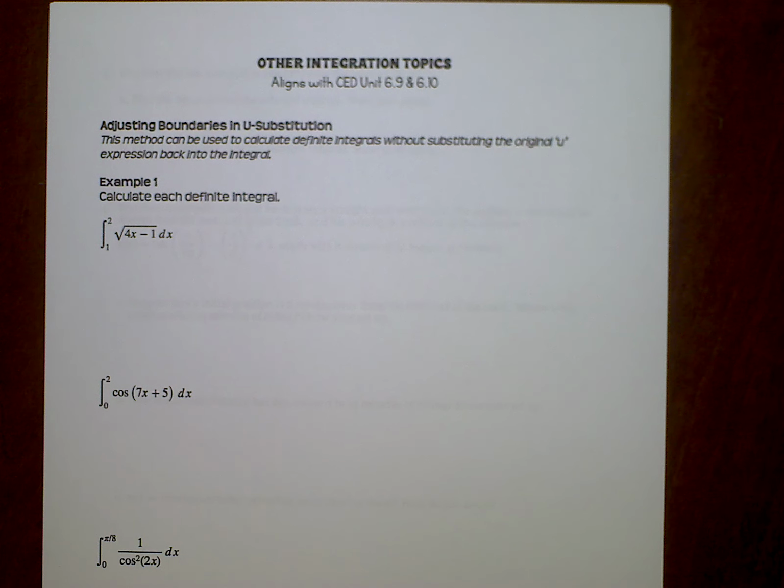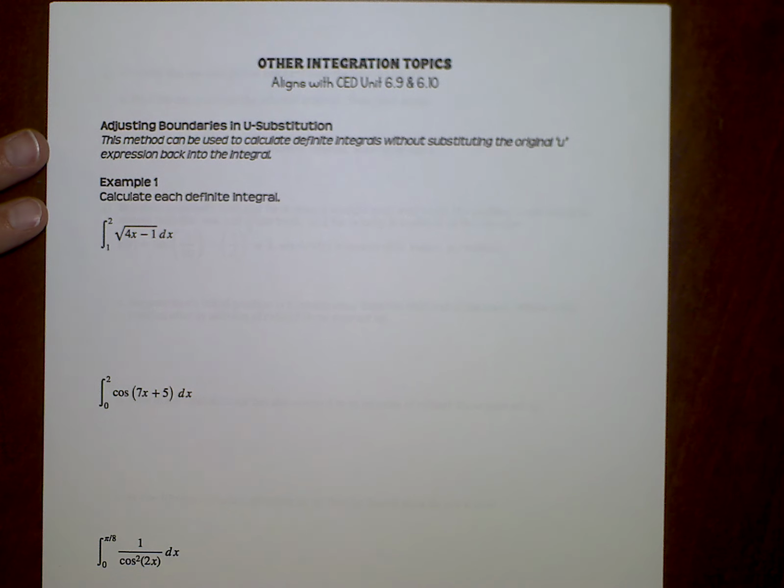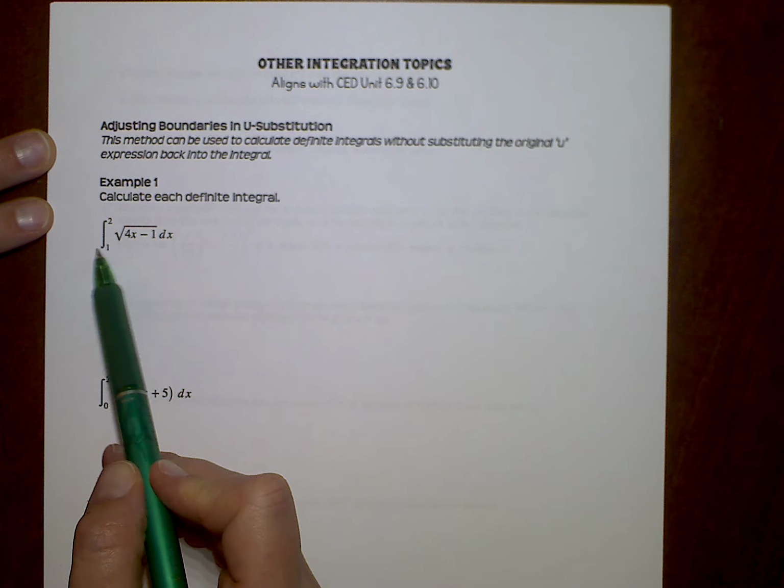If you remember, what we've been doing so far with U-substitution is just finding antiderivatives, right? We've been stopping at a place where it's an equation with a plus c in it, and that's a generic antiderivative. We've been doing integrals that don't have endpoints on them. We've been doing indefinite integrals. Now we're going to talk about doing definite integrals where we have actual numbers to plug in.